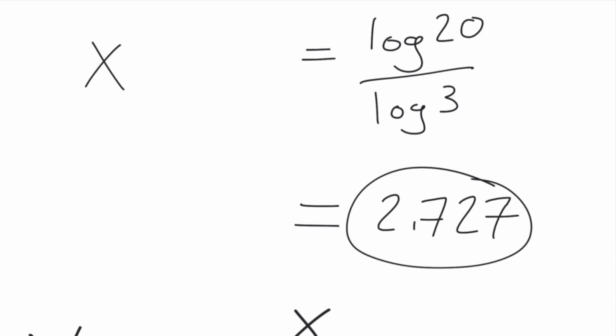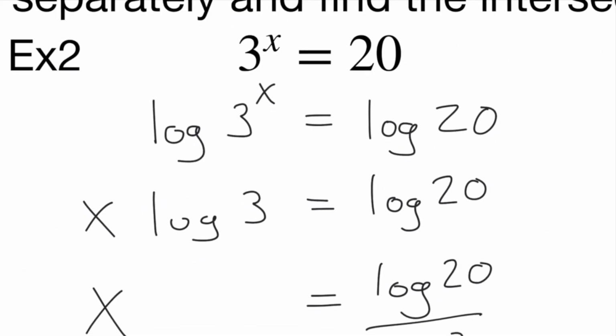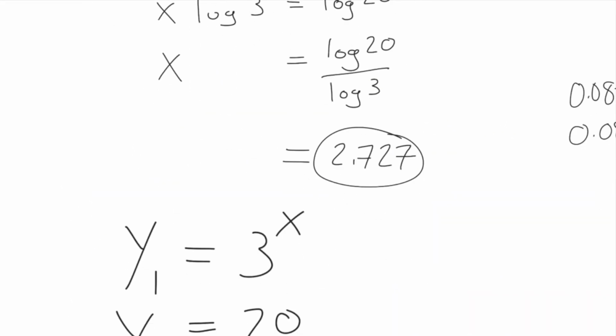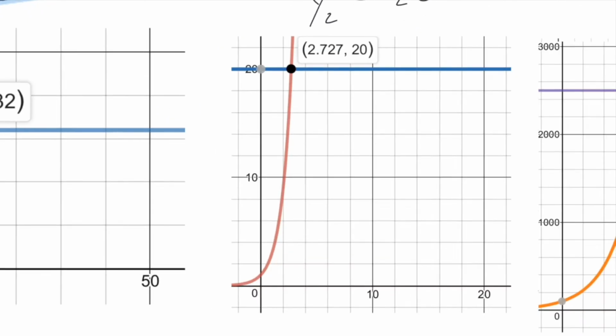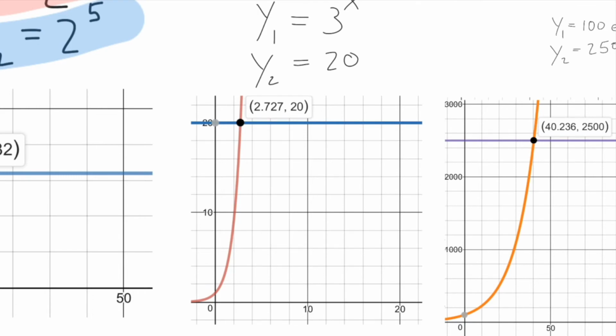So that's basically how you solve it. You could also solve it graphically by finding the intersection of the left-hand side and the right-hand side. Left-hand side is 3 to the x, and right-hand side is 20. And so therefore you get something like this. You can graph the 3 to the x, you can graph the y equals 20, and where they intersect is the solution. The x value of the intersection is 2.727, and there it is. You can see it on Desmos.